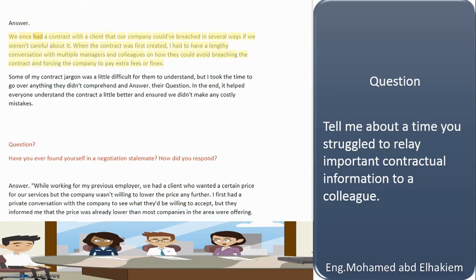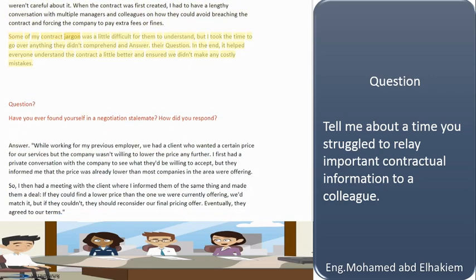Question: Tell me about a time you struggled to relay important contractual information to a colleague. Answer: We once had a contract with a client that our company could have breached in several ways if we weren't careful about it. When the contract was first created, I had to have a lengthy conversation with multiple managers and colleagues on how they could avoid breaching the contract and forcing the company to pay extra fees or fines. Some of my contract jargon was a little difficult for them to understand, but I took the time to go over anything they didn't comprehend and answer their questions. In the end, it helped everyone understand the contract a little better and ensured we didn't make any costly mistakes.